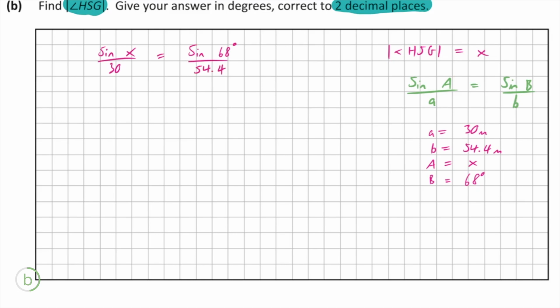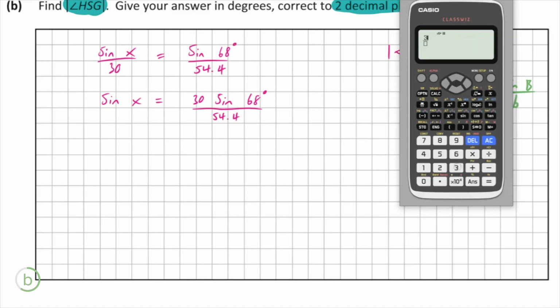So sine x over 30 is equal to sine 68 over 54.4, and we're just going to multiply across by 30. So we now have this expression, and we're just going to plug everything into the calculator, so that we don't lose any decimal points in the process. So we have 30 sine 68 over 54.4, which is equal to 0.5113.